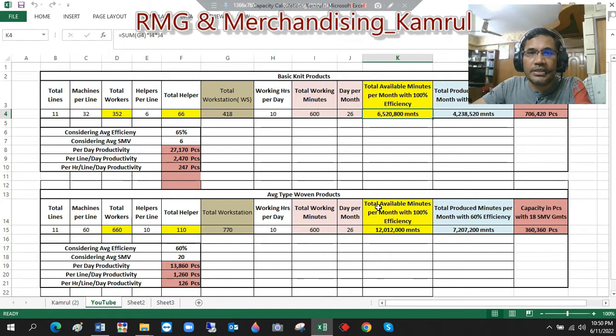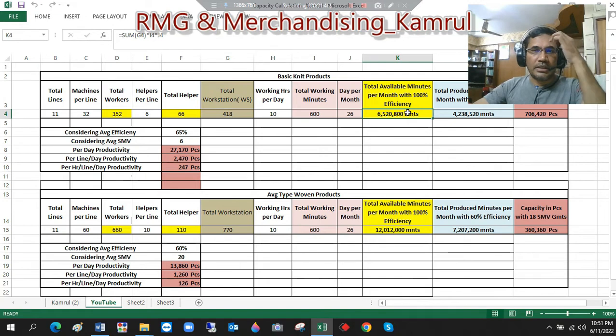Now see here the total available minutes per month with 100% efficiency. We can calculate this very easily: see the total workstations, multiply by the total working minutes, and then multiply by the days. So you will get the available minutes, but it's with 100% efficiency.